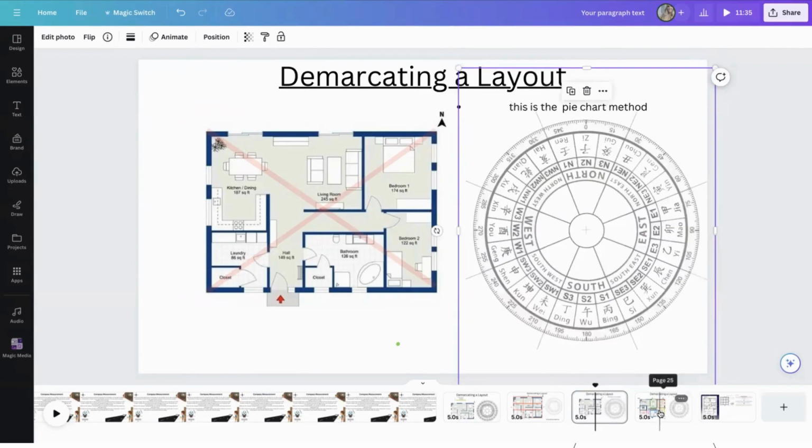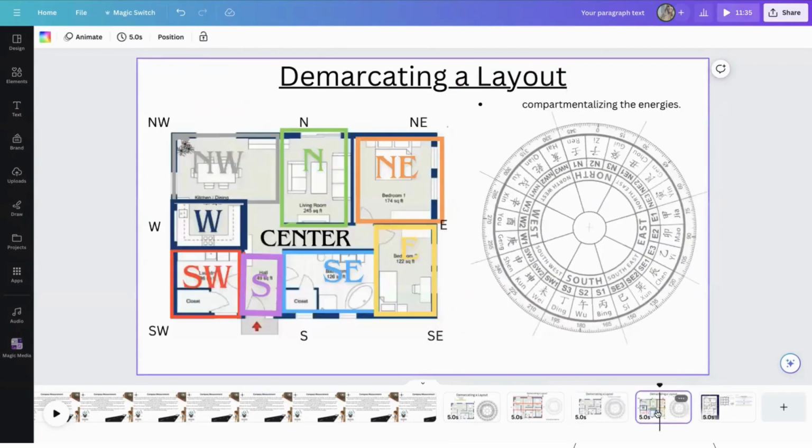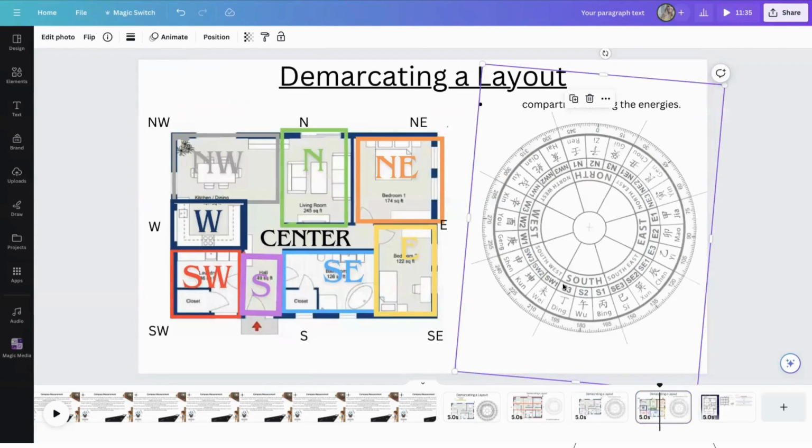So how our school and how I've been taught how to demarcate a home is we compartmentalize the energies. So we go through the whole process of determining the period, getting the facing, and I do use this 24 mountain compass pretty much religiously. It's also extremely handy when you have long layouts, and not everybody's house is a square box. I mean, it would be much easier if that was the case, but it's not. So I've taken an easy example here.